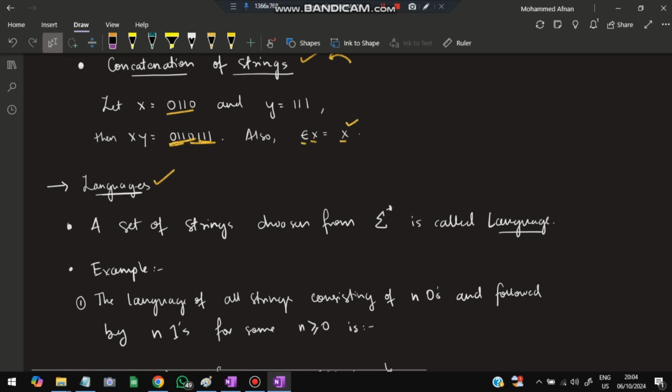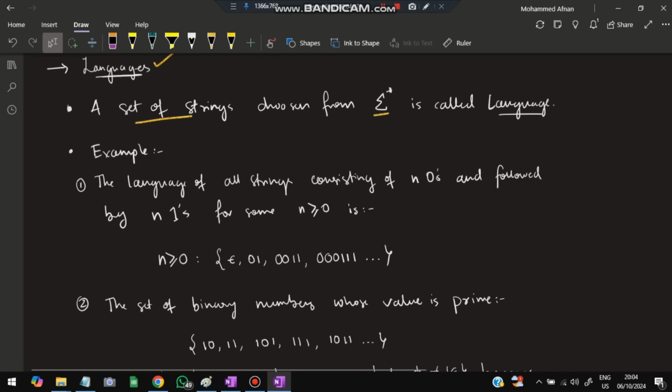So what is a language? A set of strings chosen from the set of alphabets is called a language. Example: the language of all strings consisting of n zeros followed by n ones. If I choose n equal to 1, it will have 01. If I choose n equal to 3, it will have 3 zeros followed by 3 ones. So a language is a set of all such strings defined over a rule. Here the rule is n zeros followed by n ones. Based on this rule, whatever strings come, all those strings form the language.